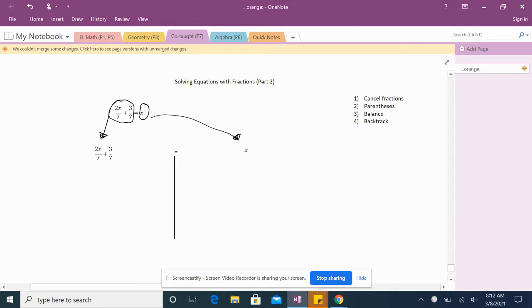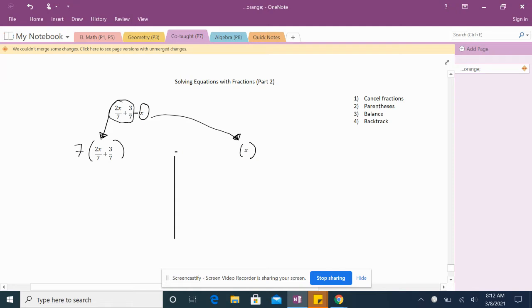To cancel the fractions, we need to multiply by the denominator. So we multiply, I'm going to put parentheses. The denominator is the number that's below the line.